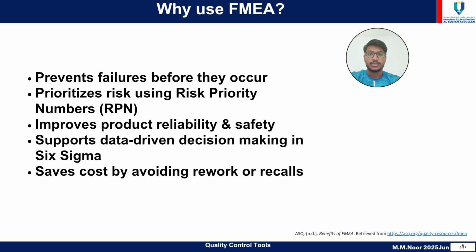Why? Because it is the most effective tool for risk prevention. Instead of fixing the problems, it prevents them entirely. So by using FMEA, you prevent costly defects, prioritize issues using RPN, risk priority number, improve reliability and customer satisfaction, and you make better decisions during the improve and control phase.